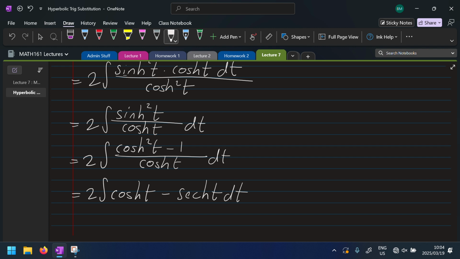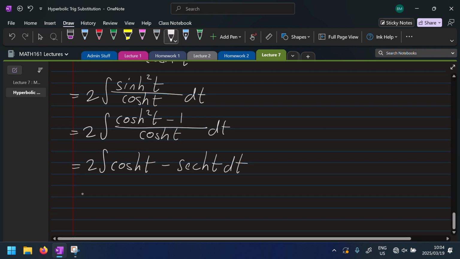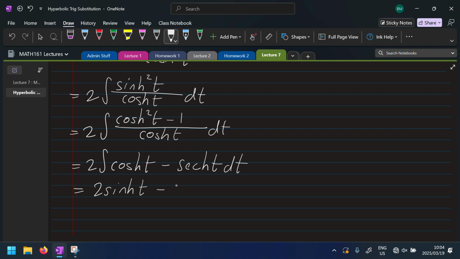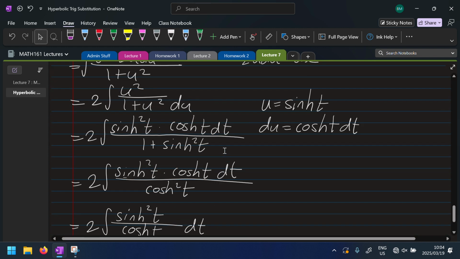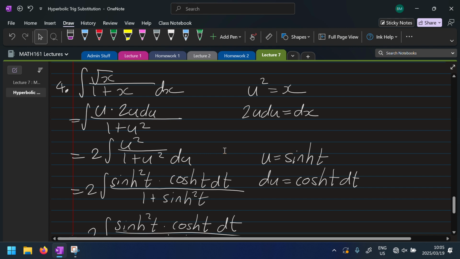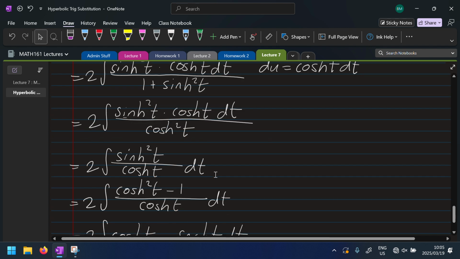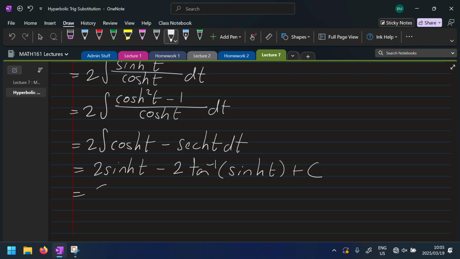Okay, but you can try something else. Maybe something with tan hyperbolic. See what you can do with that. So this is going to be 2 sine hyperbolic t minus 2 arc tan sine hyperbolic t. Okay, so that bit's done. Now let's see what we've started with over there. Sine hyperbolic t is u. So let's put that in. So this is 2u minus 2 tan inverse of u.